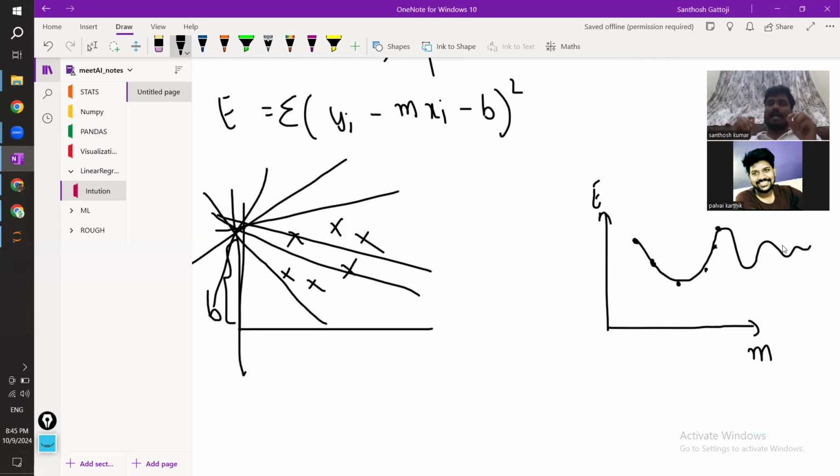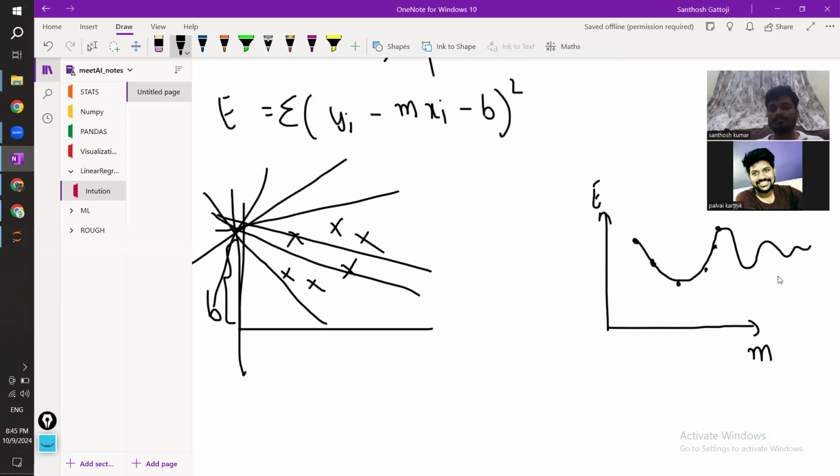Randomly, if I take M and B, those could be the best values or the worst values also. The line might start from somewhere very far from the data points. I don't know. But gradually, if you change the values of B, keeping M fixed, there is a possibility that slowly at some point it will come closer to the actual data points, so the error will slowly decrease. Again, the error will increase if you keep on changing the values.